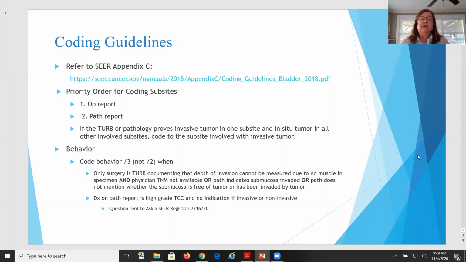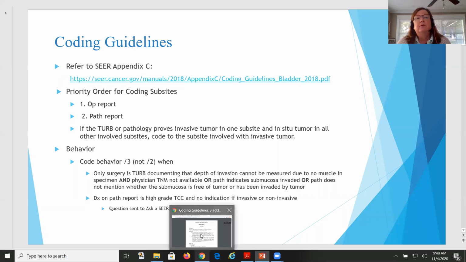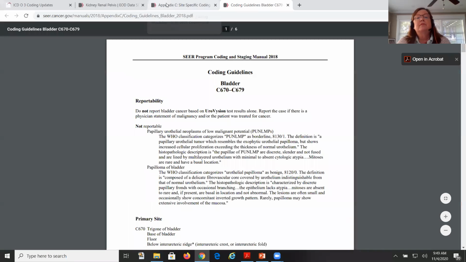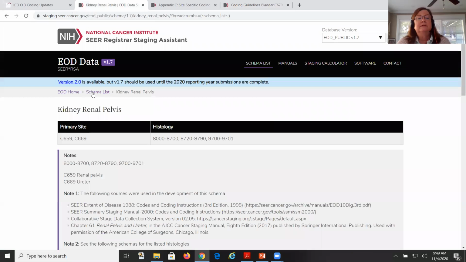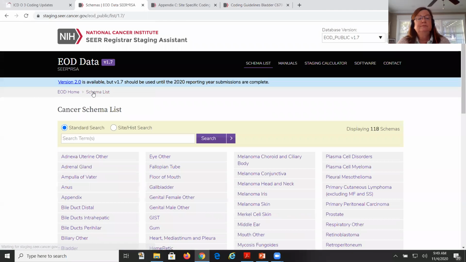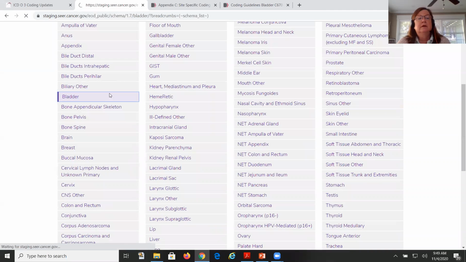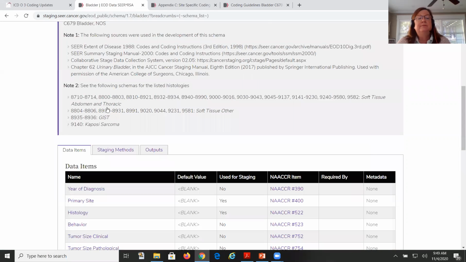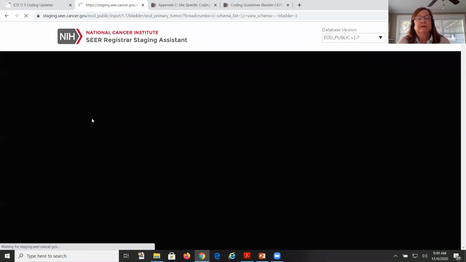Now, if you look at the instructions in SEER RSA for bladder, let me get to the schema list for bladder. And we go to EOD Primary Tumor.